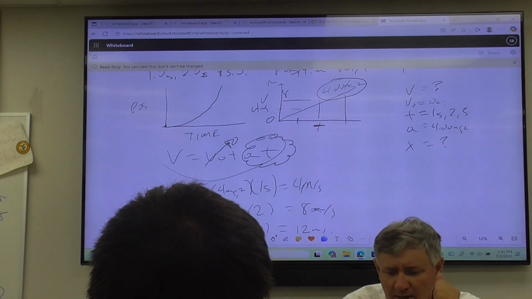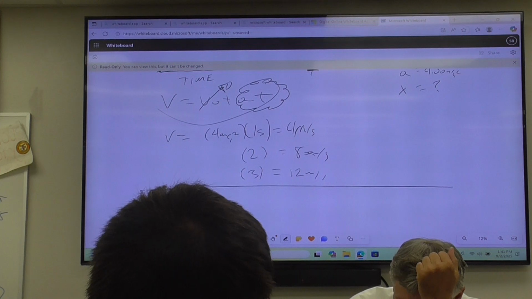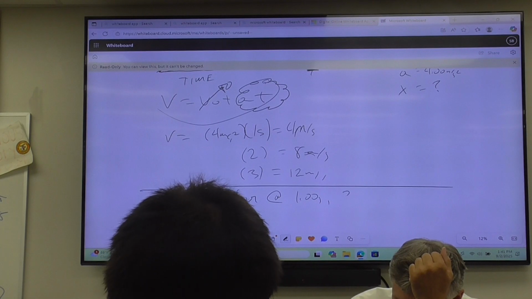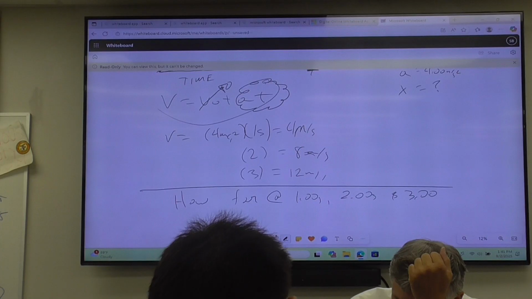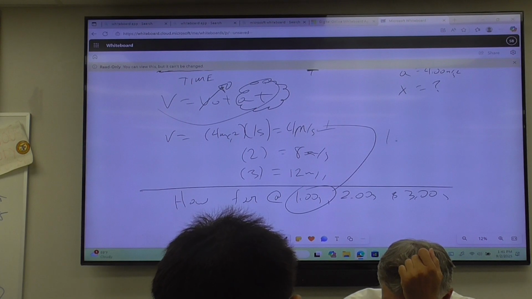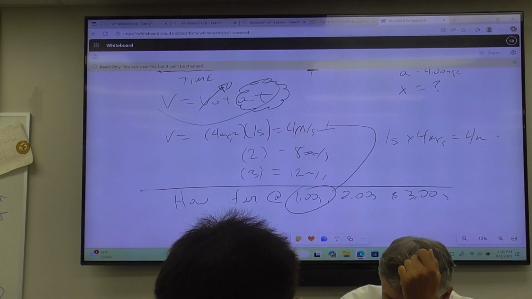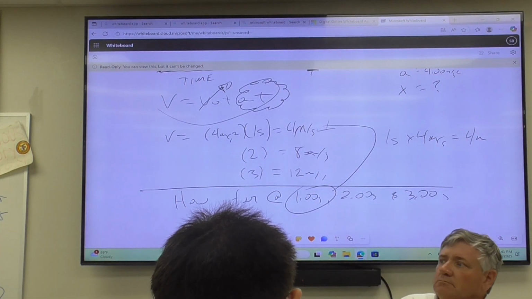Don't flip up. Now, let's talk about how far we're going to go at 1 second, 2 seconds, and 3. Could I do this? Could I say, well, at the end of 1 second, I was going 4 meters per second. I can take 1 second times 4 meters per second and go, oh, I went 4 meters. Cool?